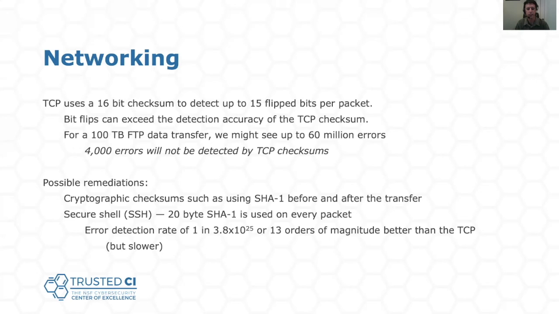Alternatively, in Secure Shell 2, a 20-byte SHA-1 is used on every packet, resulting in an error detection rate of 1 in 3.8 to the minus 25, which is approximately 13 orders of magnitude better than the TCP checksum, albeit at potentially much slower transfer rates than achieved by using GridFTP.